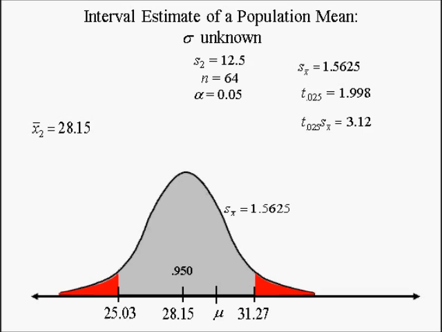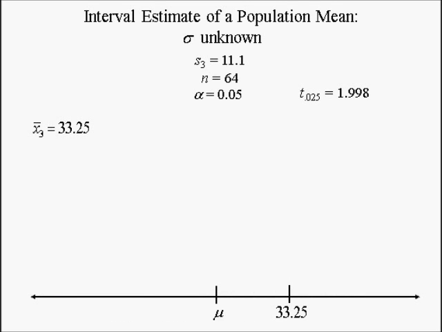Suppose the third time you randomly sample a population, the 64 times, the mean of the sample is 33.25 and the sample standard deviation is 11.1. The third sample mean is greater than the population mean. Again, in reality, you won't know this because only your deity knows this. The third estimated standard error is equal to 11.1 divided by the square root of 64, which is equal to 1.3875. The third estimated margin of error is equal to the t-value times the third estimated standard error, which equals 1.998 times 1.3875, or 2.77.